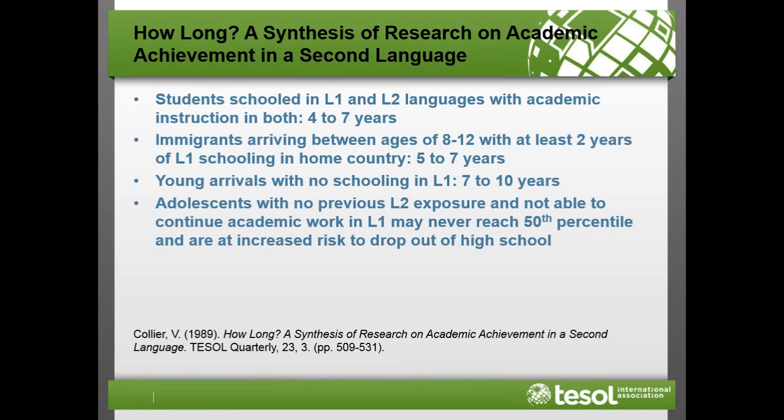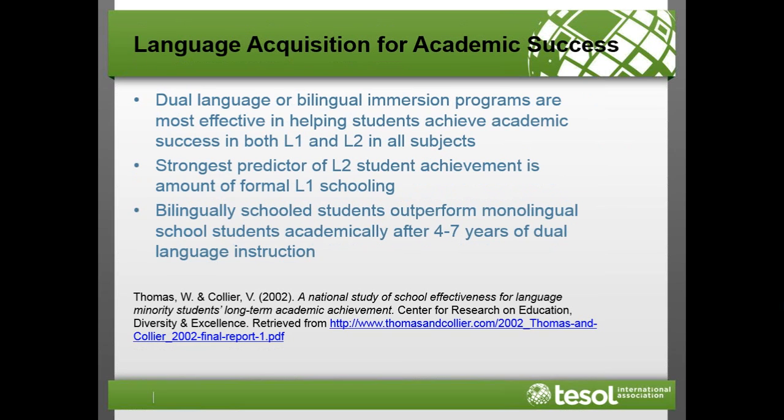This is with quality instruction, because they don't have that strong foundation in their first language. Adolescents, so even older kids with no English exposure and who cannot continue academic work in their first language, might never get to this 50th percentile without some dual language instruction. And they're really at a higher risk of dropping out of high school. So while we know our focus is on younger learners, it creates a sense of urgency for us to see what's happening with older students and to prevent these high school dropout risks.